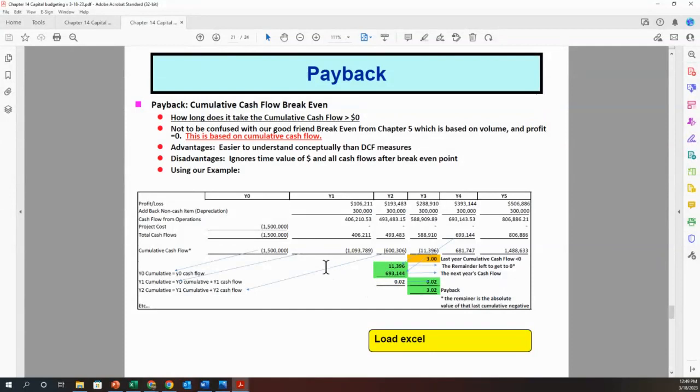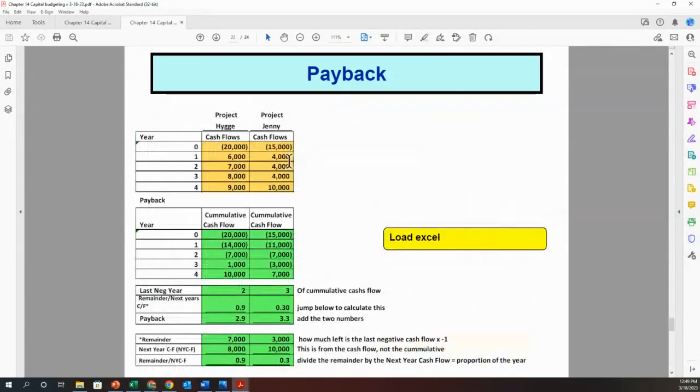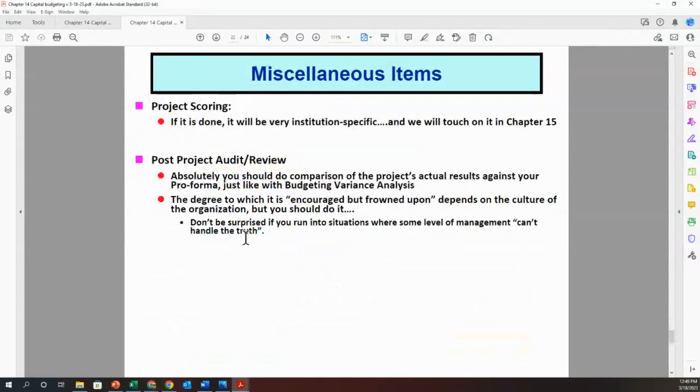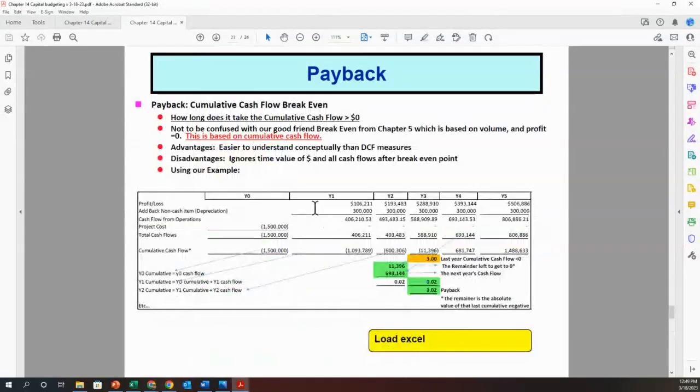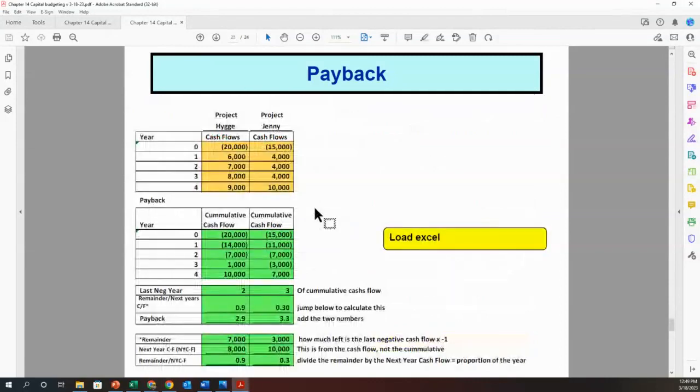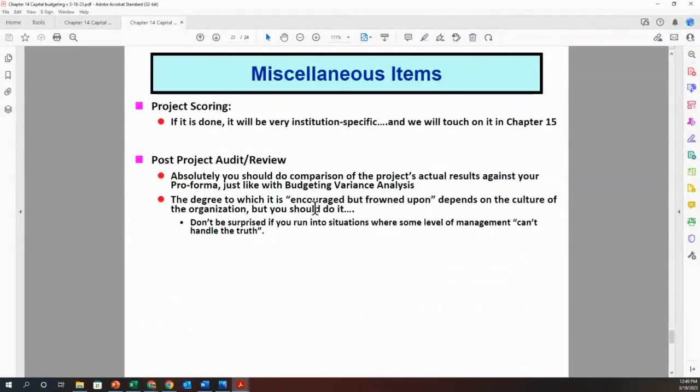So that's payback. Gave you an example. Again, you just got to be meticulous and careful. You see how easy it is to get confused. Miscellaneous project scoring, we'll talk about that. It's very institution specific. We'll touch on it in 15.